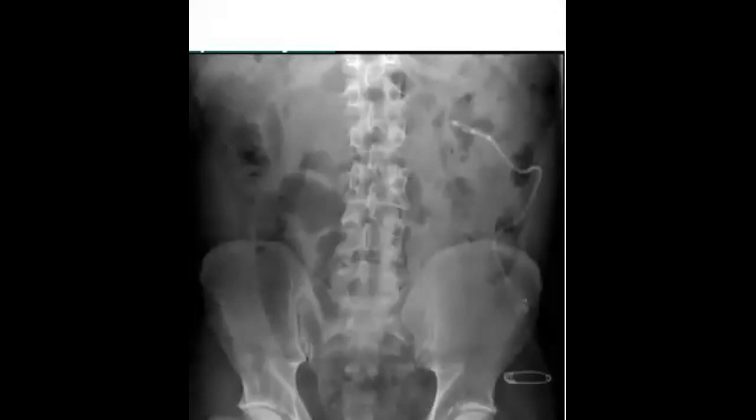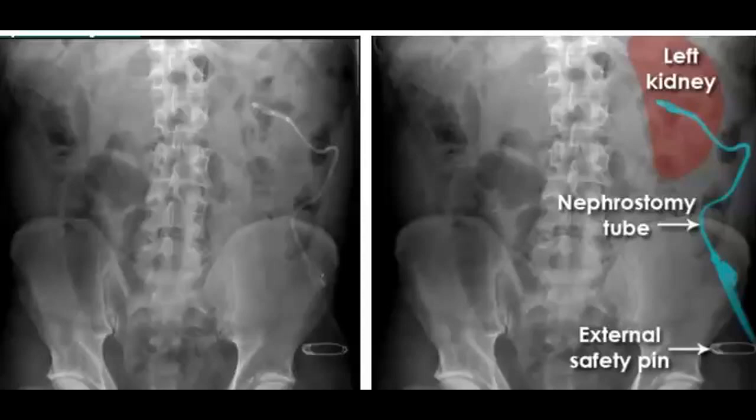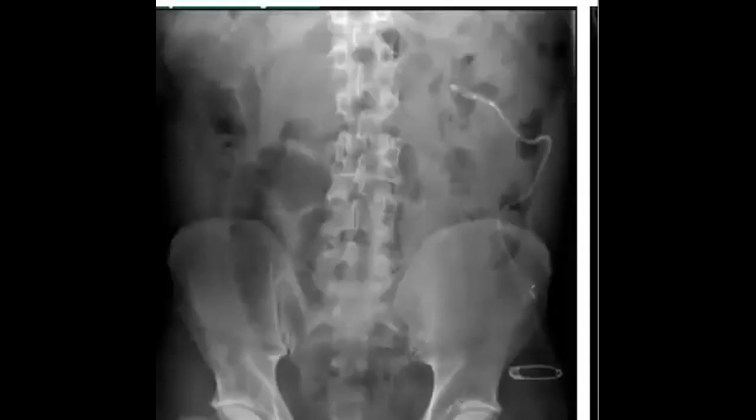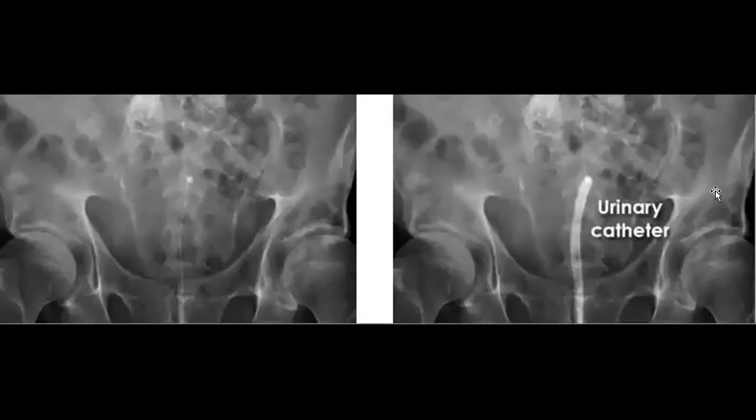This one is easy, it comes from outside and is inserted into the kidney. So it is a nephrostomy tube. Yes, Ahmed, thank you. An easier one: a catheter in the urinary bladder.